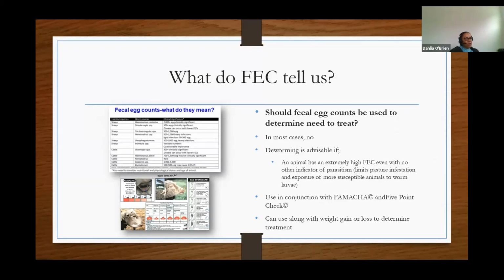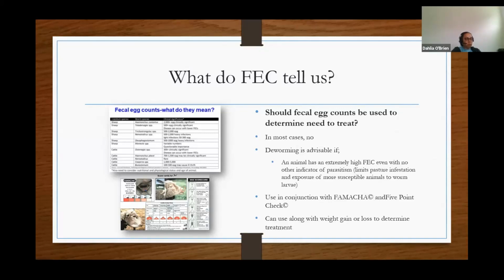for deworming. And that's why you'll see I put on the slide, should fecal egg counts be used to determine need to treat? In most cases, no. Deworming is advisable only if an animal has a high fecal egg count, even if it has no other indicator of parasitism, because what this does is limit your pasture contamination, and it limits exposure of more susceptible animals to those worm larvae. You should always use fecal egg counts in conjunction with FAMACHA and the 5-point check. And you can also use it along with weight gain or loss to determine need for treatment, but it should not be used just as a standalone.